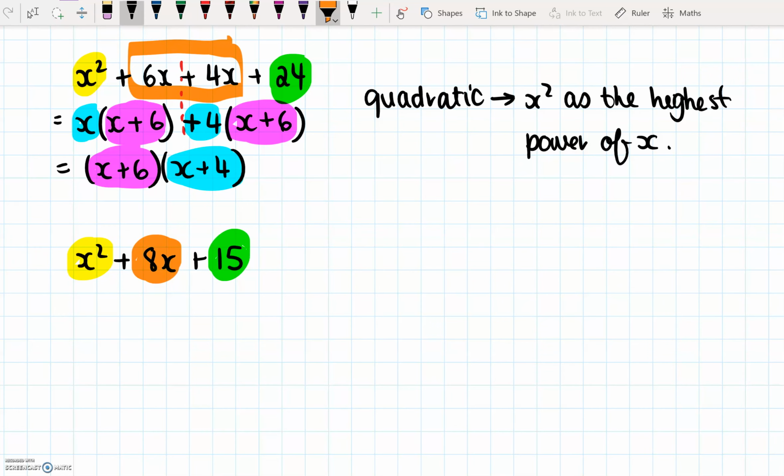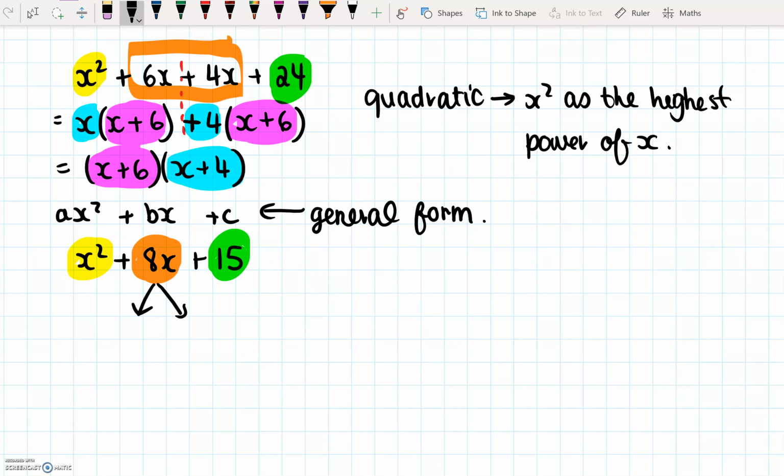Now, what we're actually going to do is we're going to find what to split this into so that we can just use the previous method. Okay, so we're going to find out how to split this 8x. Now, with a quadratic, they're always written in the form of ax squared plus bx plus c. Okay, that's the general form of a quadratic equation.